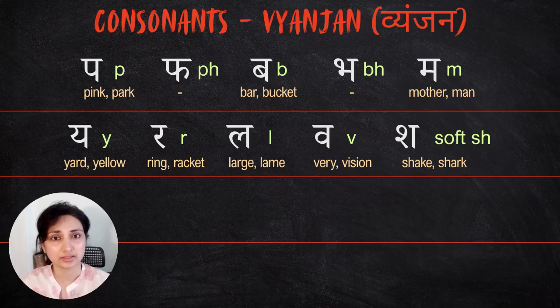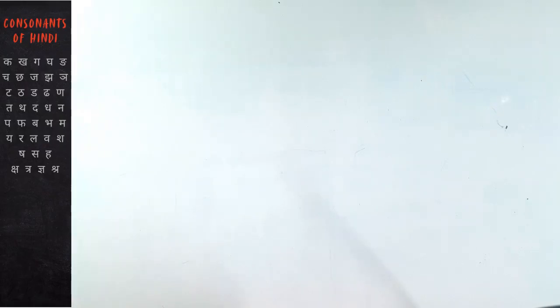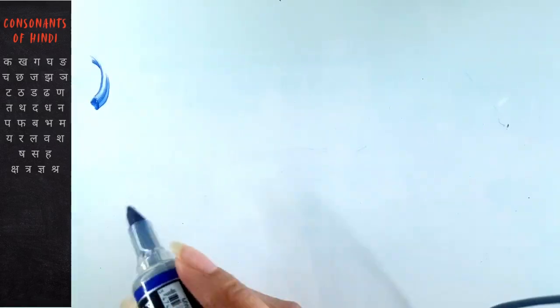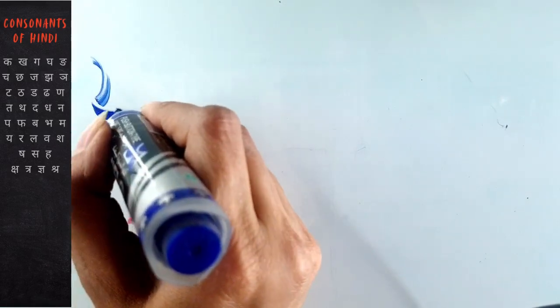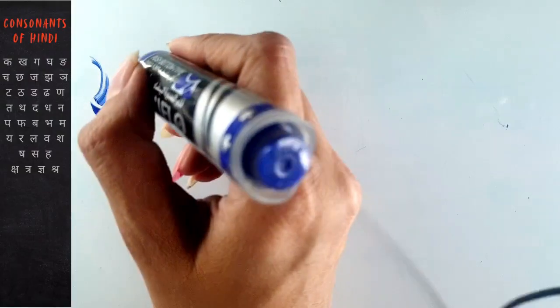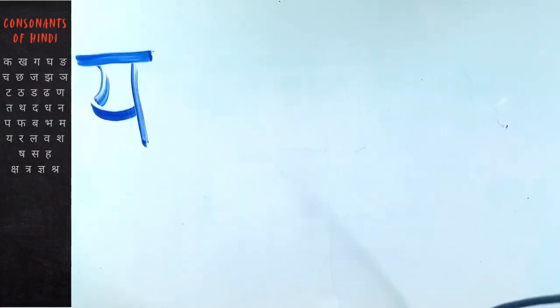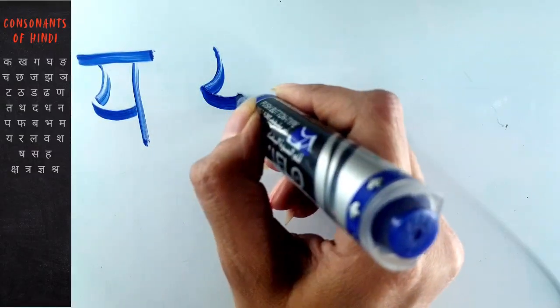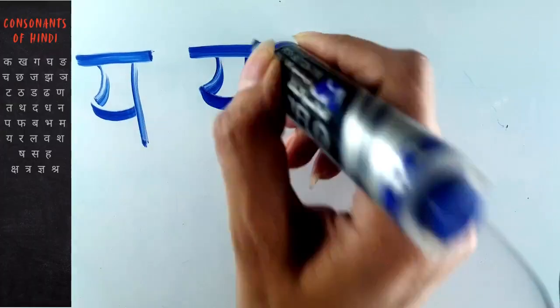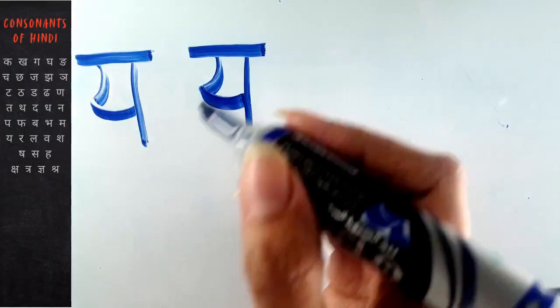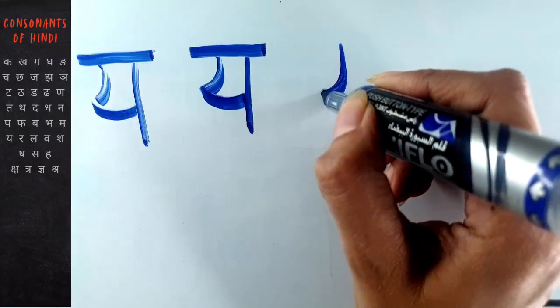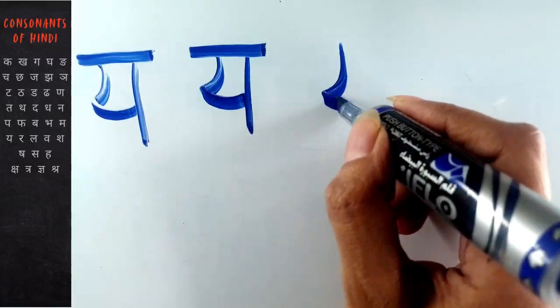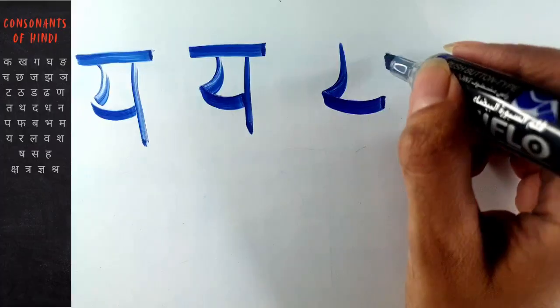Once again, y, r, l, v, sh. So let's see how these are written. Starting with y. You start with this, then take it to the right and complete it. This is y. Like this, y. Okay, once again, like this. So it's two curved lines.